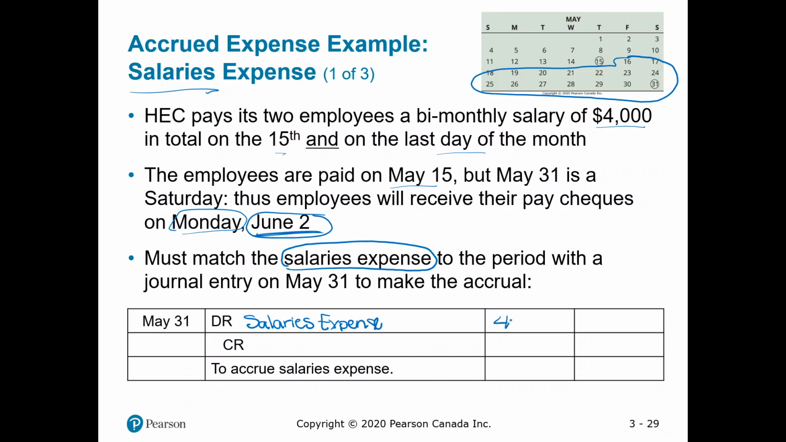For $4,000. And our credit is to salaries payable. $4,000. So it's really important to note here that we are using this salaries payable account, not just accounts payable. Salaries is important enough that you want to track that within its own account. So whenever we're talking about salaries and we're accruing something, you need to put it into its own salaries payable account. Don't just lump it in with accounts payable.